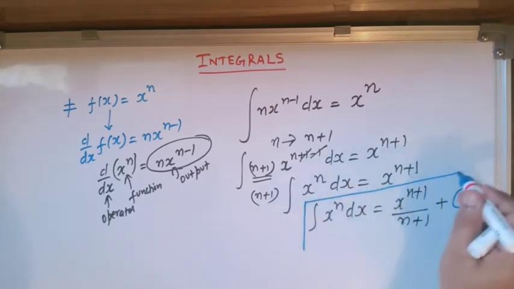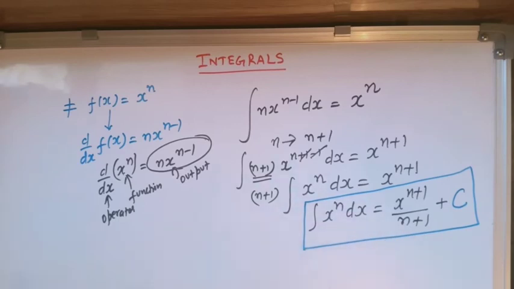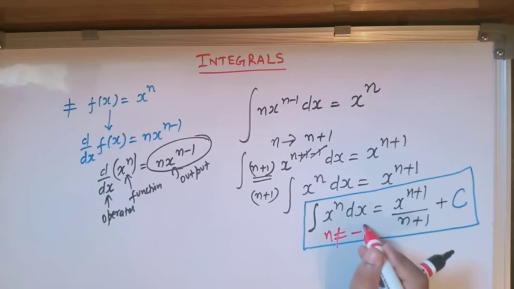Here we have arrived at a very important result, and the result is the indefinite integral of x raised to n dx is equal to x raised to n plus 1 divided by n plus 1. And here we must keep one thing in mind, that this formula is not valid for n equal to minus 1. So n should not be equal to minus 1.